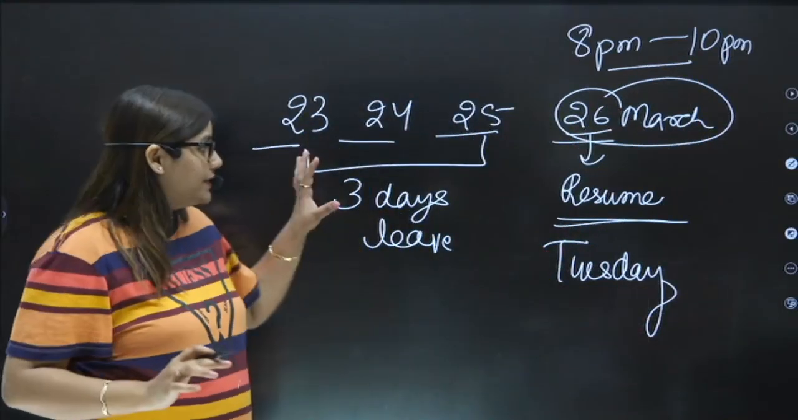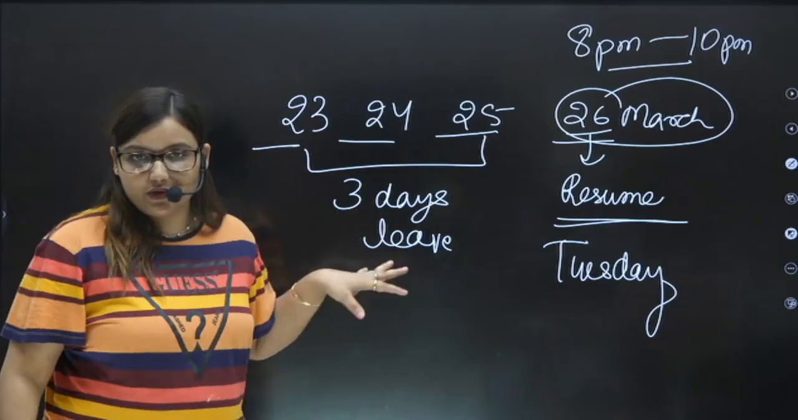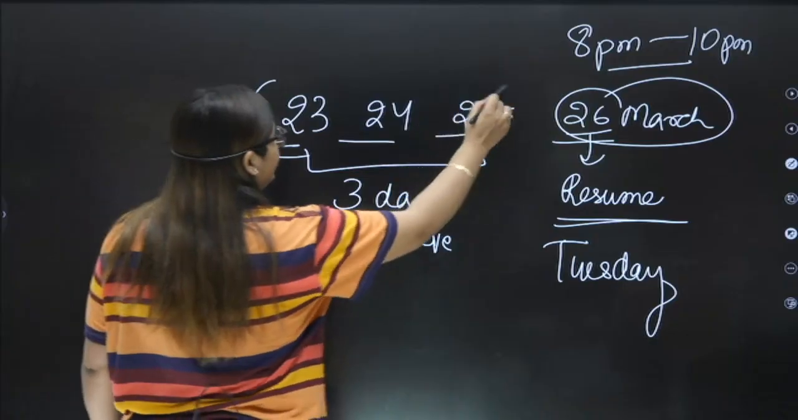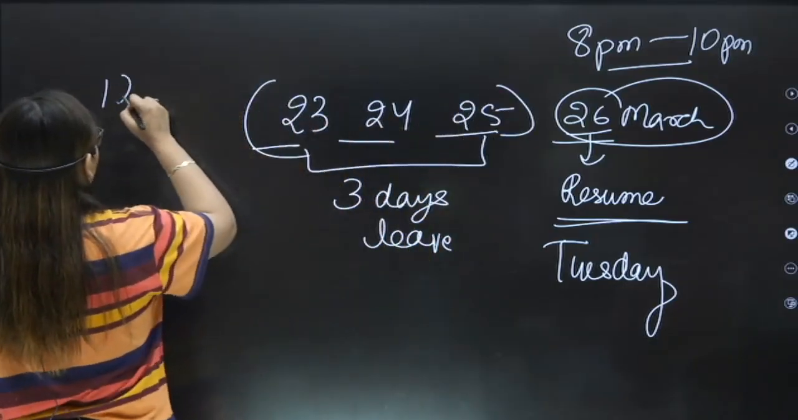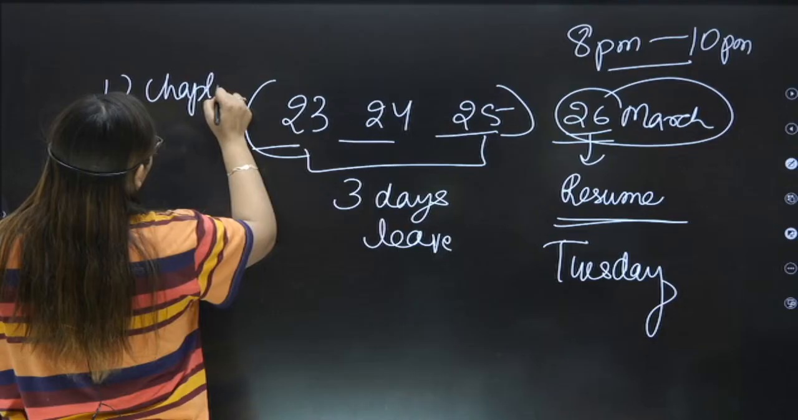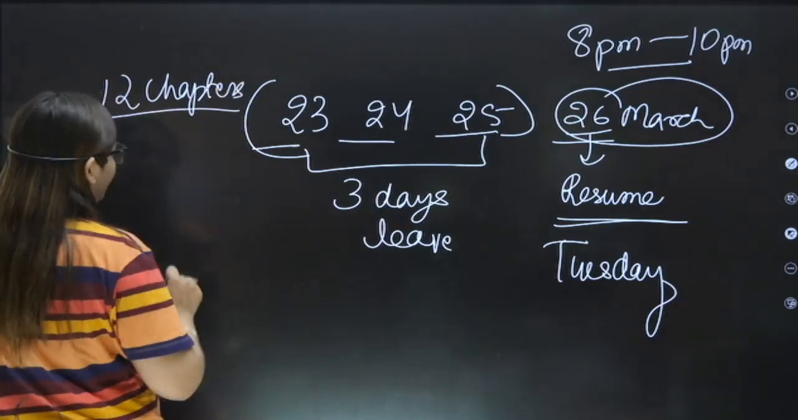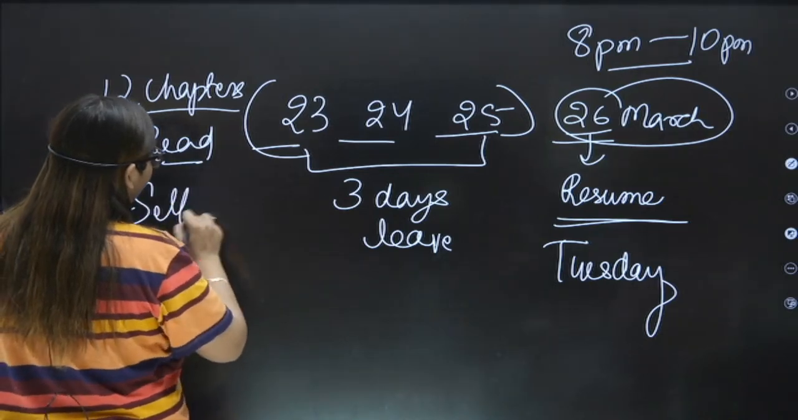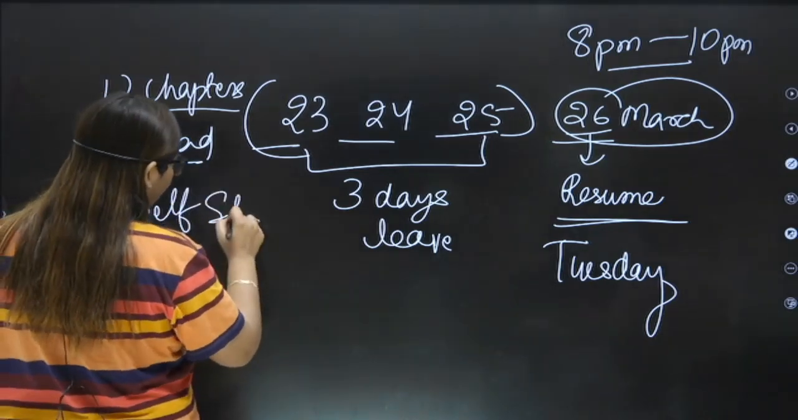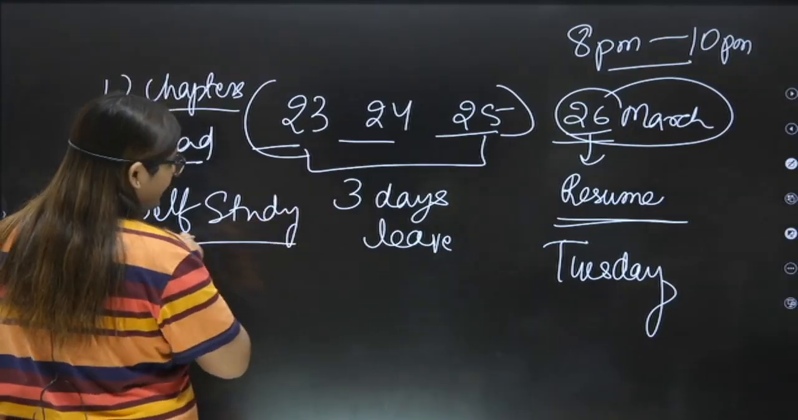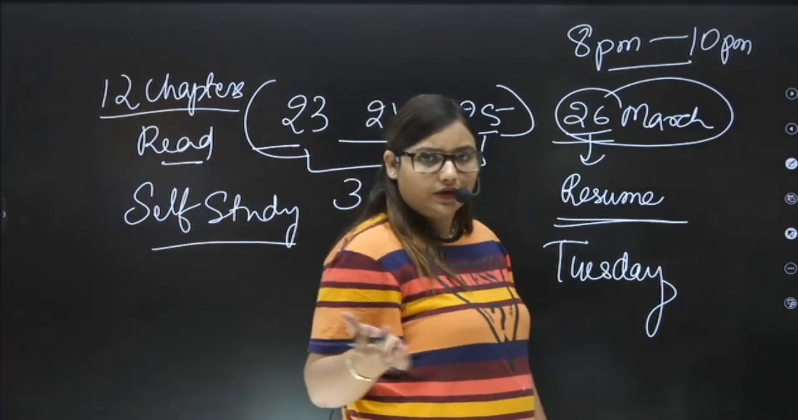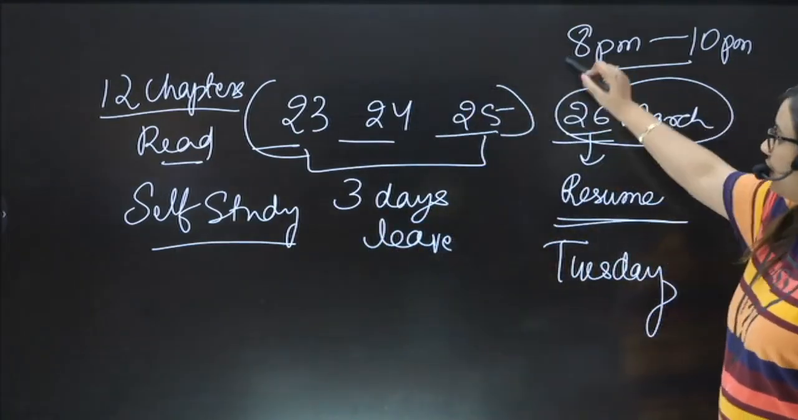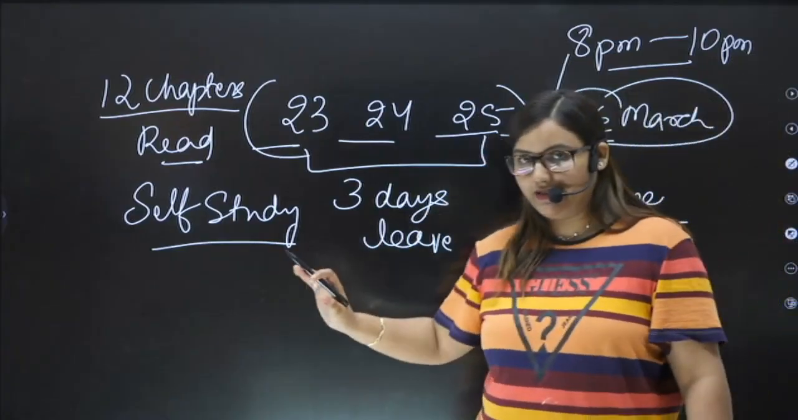Okay, these 3 days, don't just play Holi, you also need to revise things. So whatever we have covered till now, we have covered 12 chapters. So you just need to revise these 12 chapters, read them by yourself, do some self study, prepare a list of questions which you will ask me on Tuesday, and if you have any doubts, okay, then you can come to me and we can discuss it on Tuesday. So you have a good amount of time to revise things.